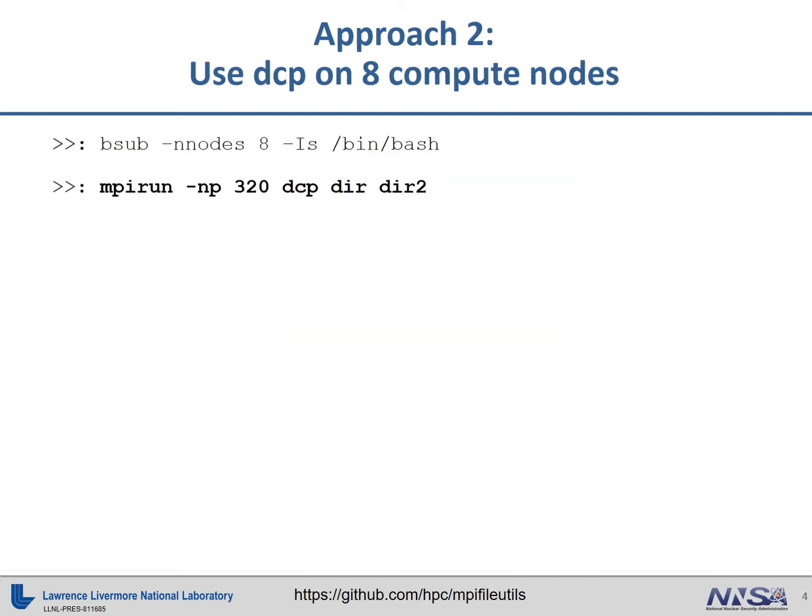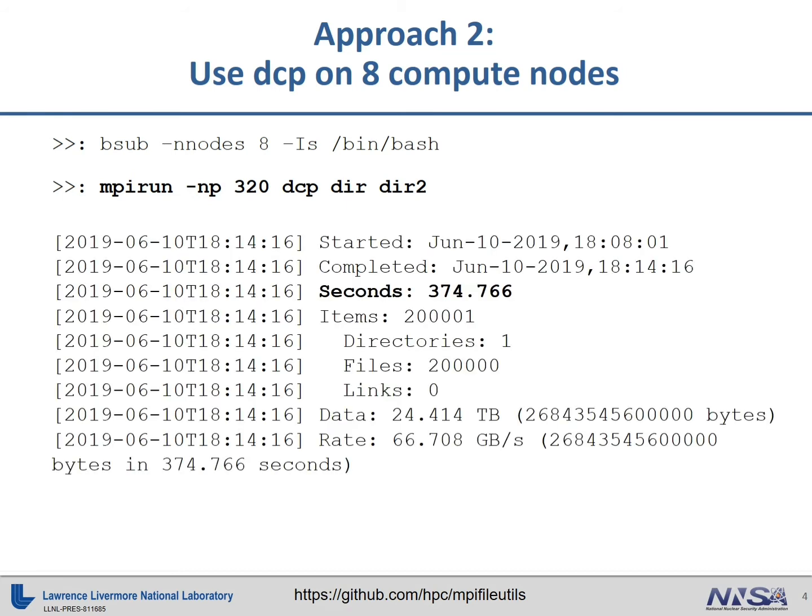Approach 2 is to use dcp. dcp is a parallel copy tool that's part of the mpiFileUtils suite. It's an MPI-based tool, so you have to allocate some nodes. In this case, I allocated 8 nodes. And once I got those nodes, I kick off an MPI run. In this case, I use 320 processes. And let this run. It finishes in 380 seconds.